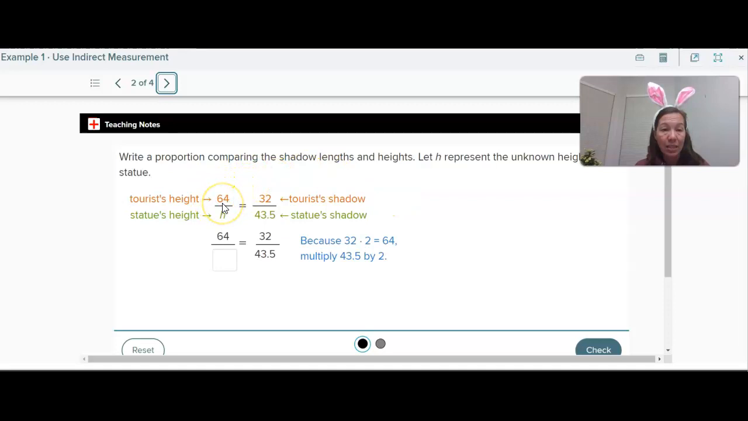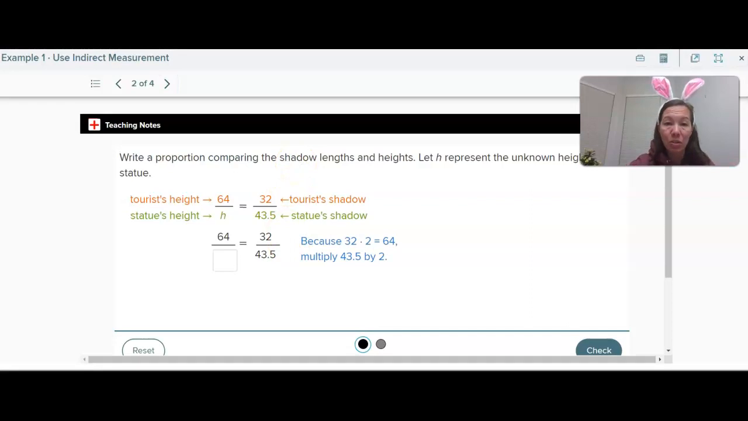The tourist height is 64 inches, and the tourist shadow is 32 inches. We don't know the statue's height, but we know the statue's shadow. So notice that the tourist's height and shadow are both the numbers on top, and then the statue's are both the numbers on the bottom. So it is important where you place these values here, okay? But then the way we did this yesterday, and I'm going to do this a little different because I think this way works a little bit better, we're going to cross multiply.